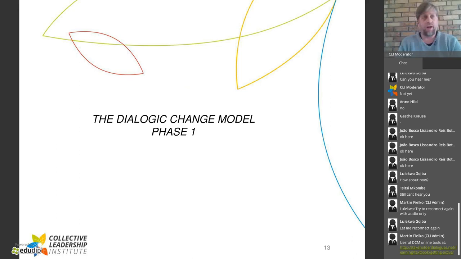I think that most of us in CLI believe that phase one is the most important phase. Of course, all the phases are very important, but to really establish a solid collaboration system that's going to bring any multi-stakeholder, multi-sectoral, or collaboration initiative forwards, the first phase really provides the bedrock foundation on which a successful collaboration initiative can be created.